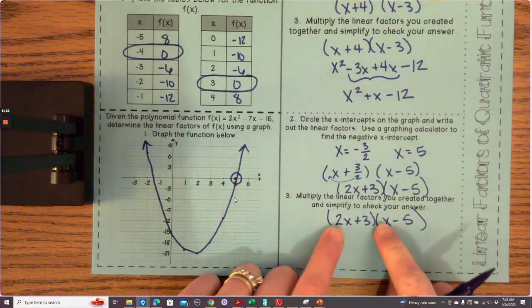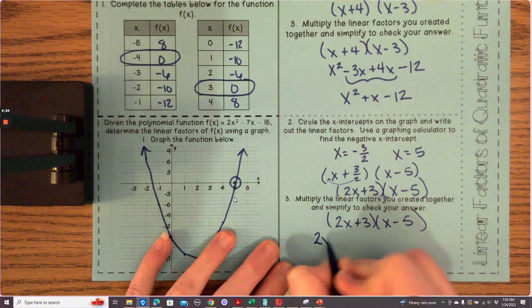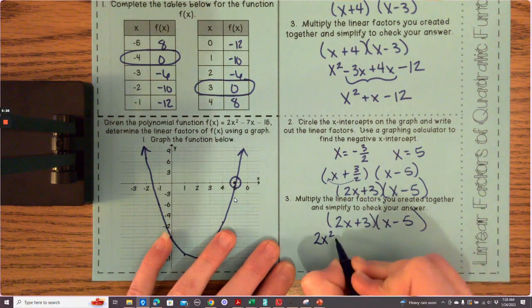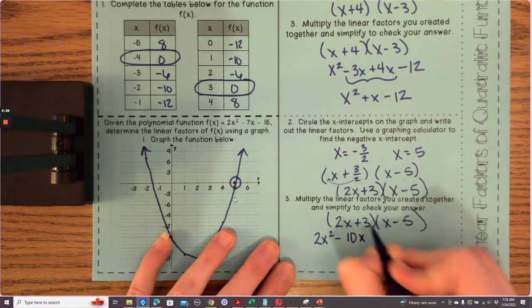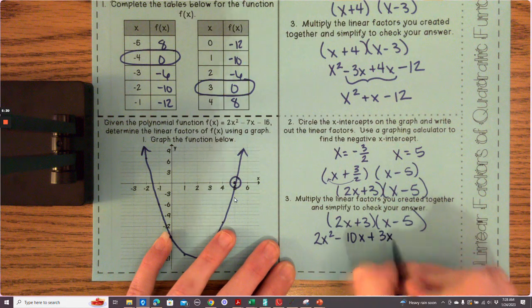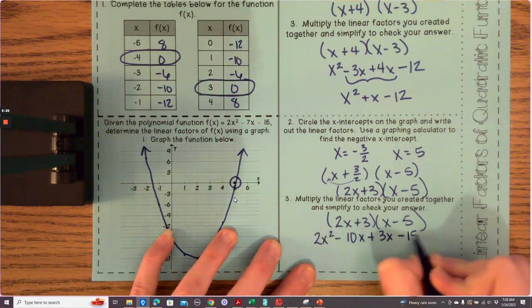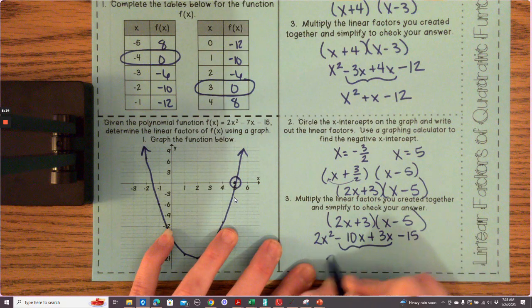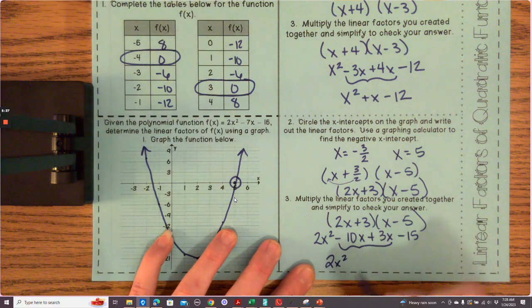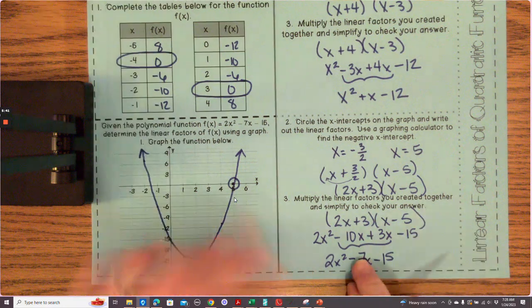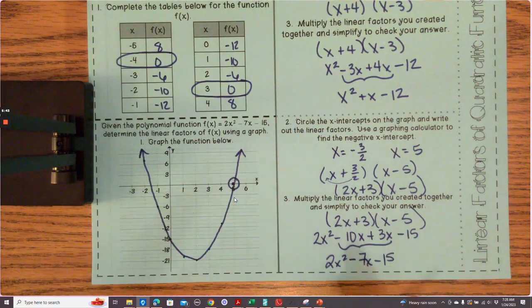So we can FOIL that. 2x times x is 2x squared. 2x times negative 5 is negative 10x. 3 times x is 3x. And 3 times negative 5 is negative 15. Combine like terms. Negative 10x and 3x is negative 7x. And just check to see that we ended where we started.